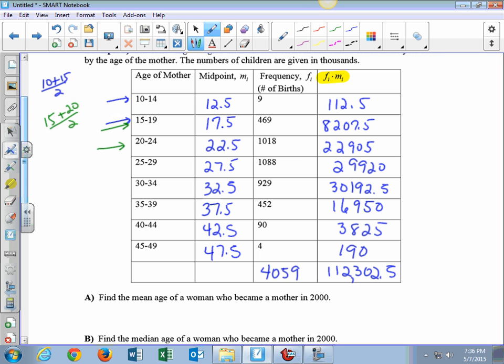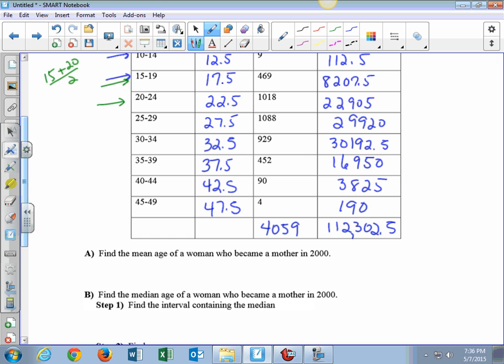So looking at part A, find the mean age of a woman who became a mother in 2000. So basically, to find that mean of the group data, that's what we just did in example 1. I'm going to take the sum of the F times M, frequency times midpoint column. So I'd get my 112,302.5 divided by my total number of frequencies, 4,059, and that would be the mean age. So that is 27.668.